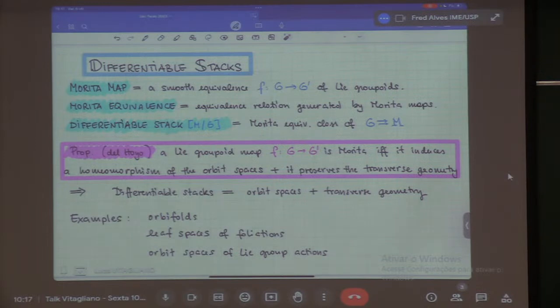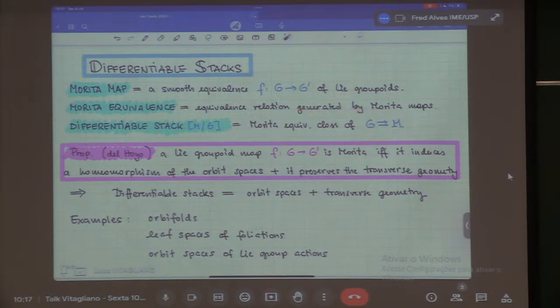And these Morita maps generate an equivalence relation on the groupoids, and now with differentiable stacks. There are several definitions, but one which is useful for us is the following: a differentiable stack is just a Morita equivalence class of a groupoid. There is a very useful characterization of Morita maps by Matias del Hoyo that helps us a lot to understand what a differentiable stack really is.